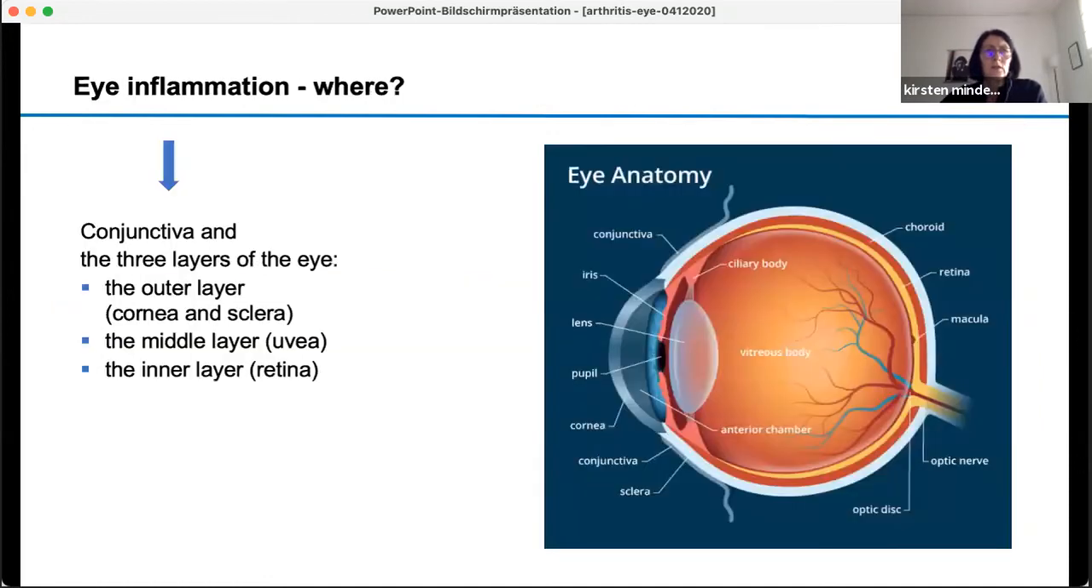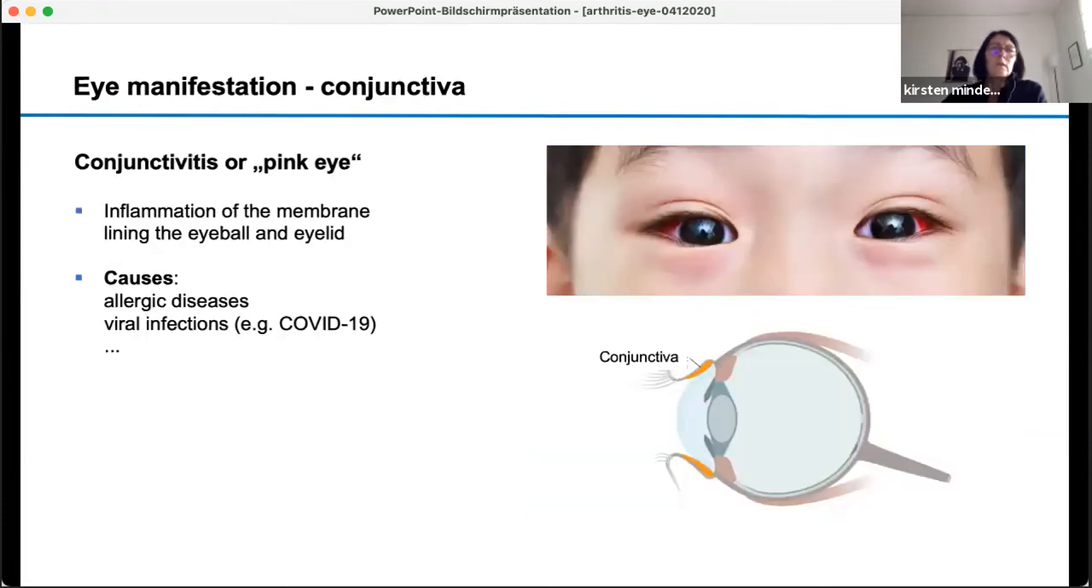The inflammation can occur in any part of the eye: in the conjunctiva, in the 3 layers of the eye, the outer layer with cornea and sclera, the middle layer, the uvea, and the inner layer, the retina. Of course, in daily practice, we most frequently encounter conjunctivitis, but mostly in children with allergic diseases and infections, and currently also in children with COVID-19.